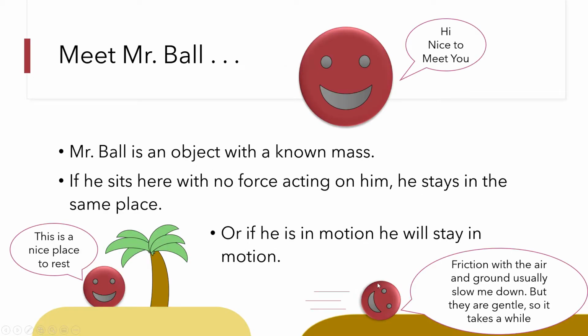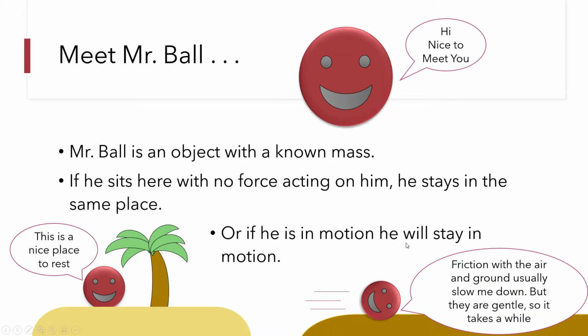So we're going to look at an example here of a ball. So we have Mr. Ball, and Mr. Ball is just any object with a known mass, right? So if he's sitting with no forces acting on him, he stays in the same place, right? So here Mr. Ball's on the beach, and so there's no forces acting on him, he's not going to go anywhere, he's just going to stay there. So he's going to stay at rest.